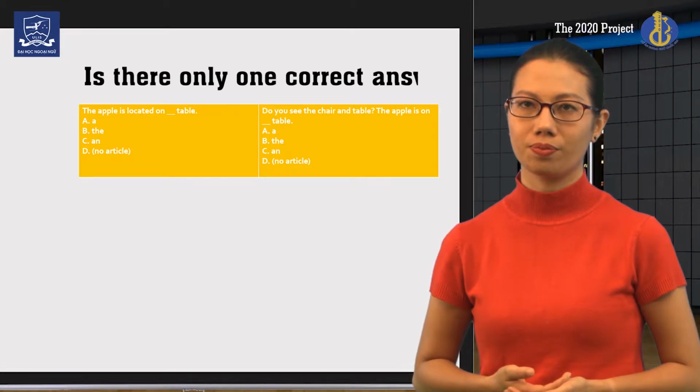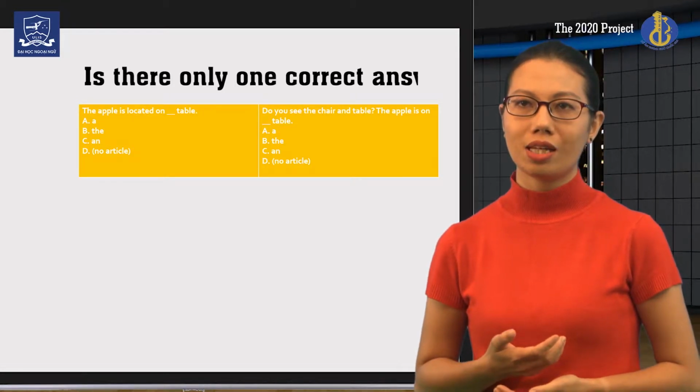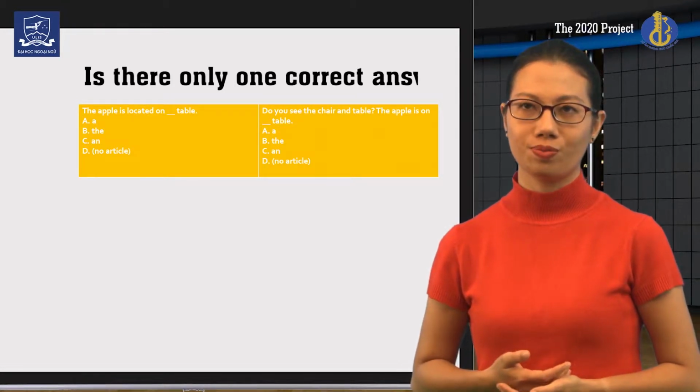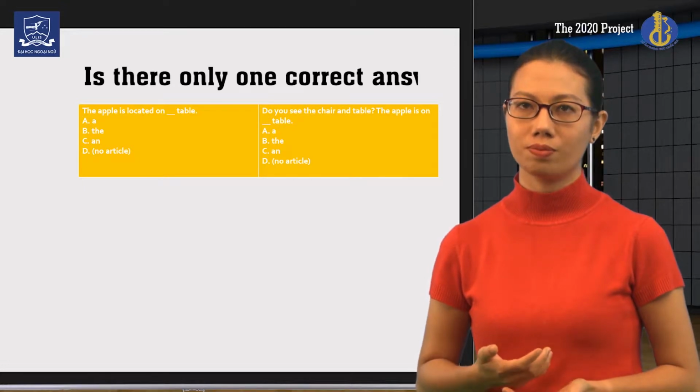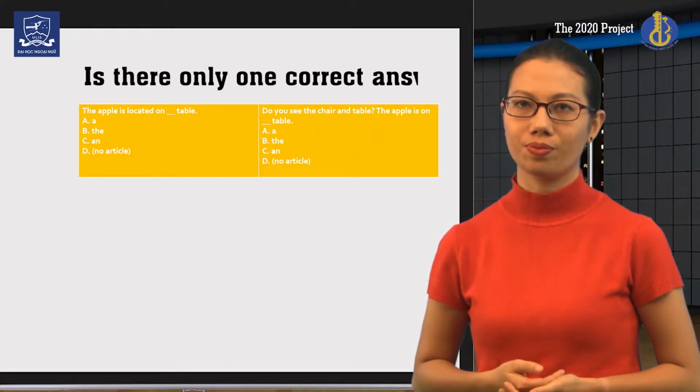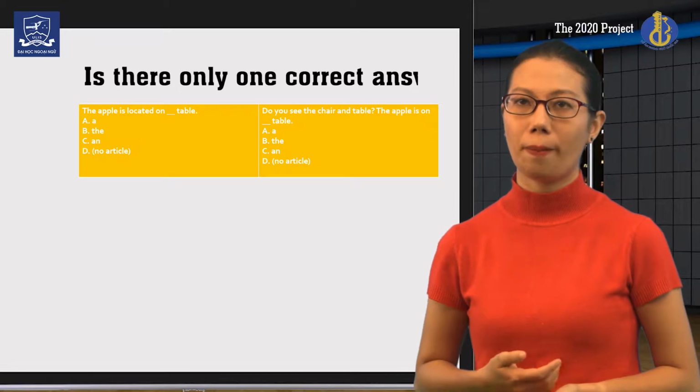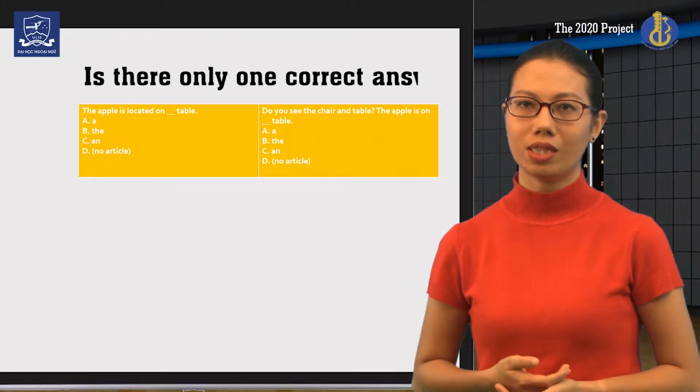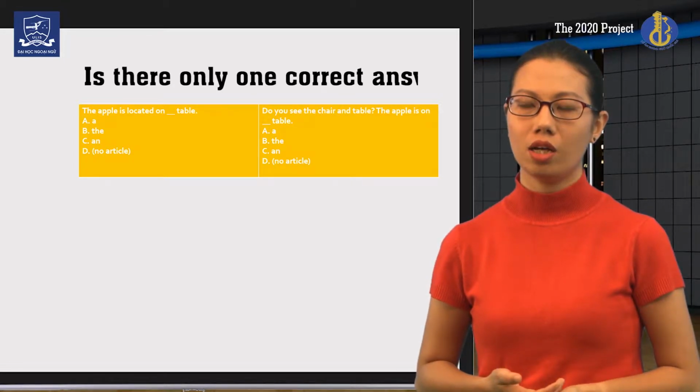It is C. Do you see the chair and table? The apple is on ___ table. A. a, B. the, C. an, D. no article.